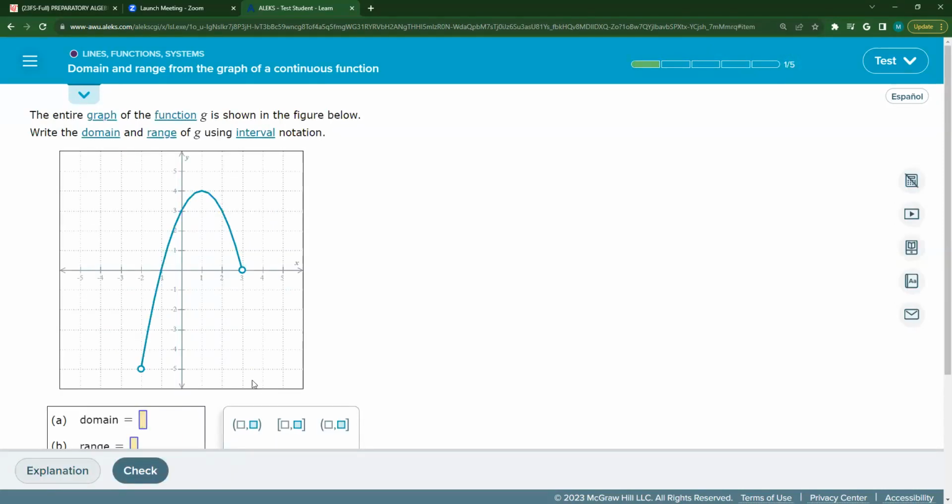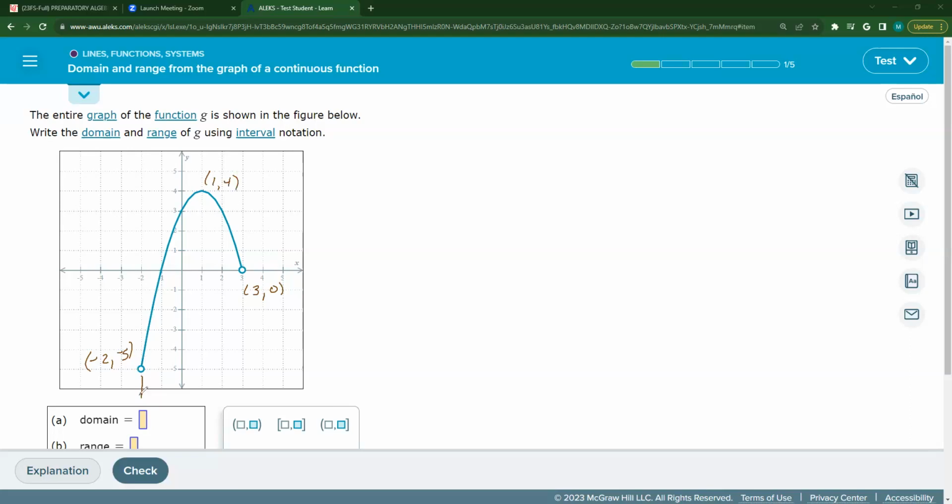Okay, so this one's a little bit different. The domain still goes across the x's. So we're going from this point, which is at, this is -2, -5. And this is 3, 0. And this topmost point here, this is the highest it's going to go. This is actually 1, 4. Yes. 1, 4.